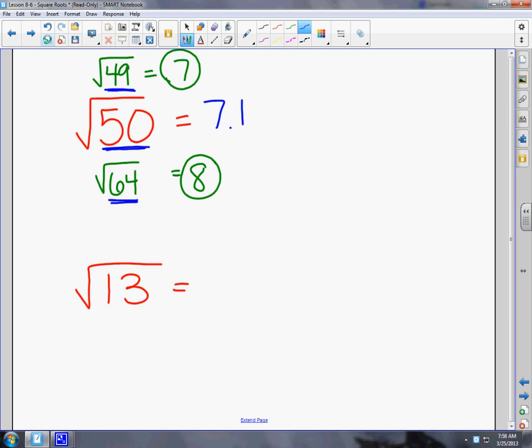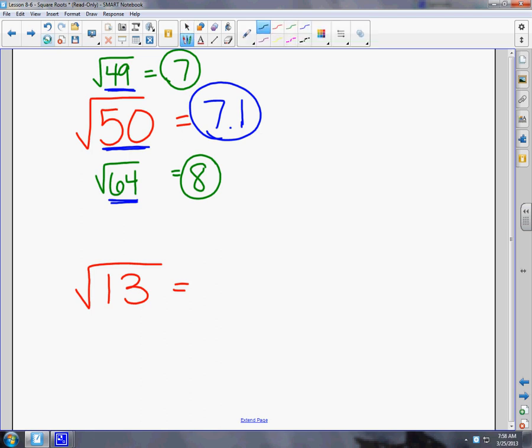7.1. You round to the tenths place when you're estimating square roots. And it's going to be a little bit more because it's not a perfect square, so you can't say it's 7. So then you go up to a tenth. You go to 7.1. You go 1/10 of the way up.